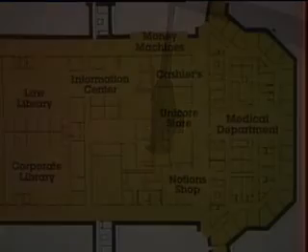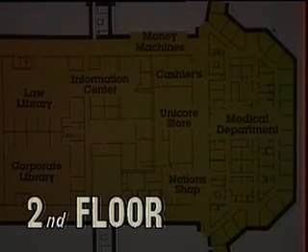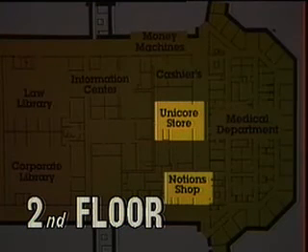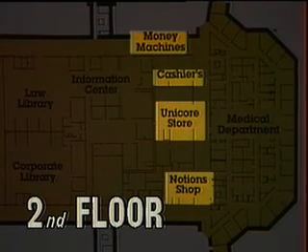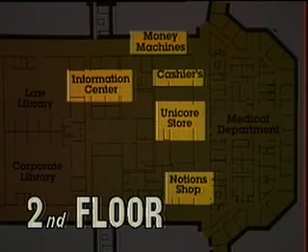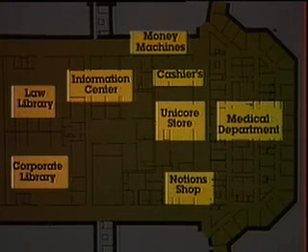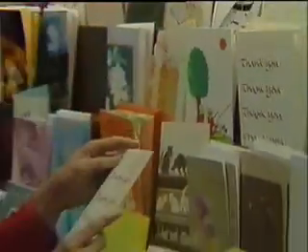From the conference center on the first floor, we continue to the second floor. Here we find the Unicor store, a notions shop, the cashier, money machines, and an information center. Also located here is the medical department, corporate library, and law library. This small news and notion shop sells newspapers and magazines, and those important little odds and ends for daily living.